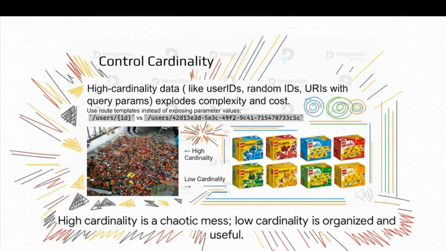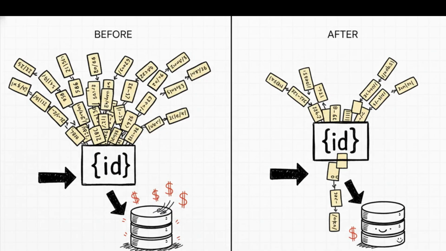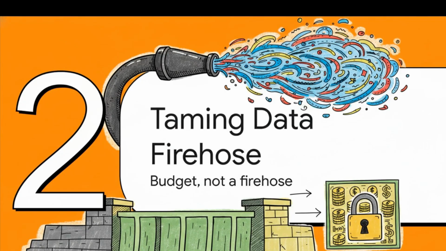By controlling our cardinality. The key here is to group your data logically. Instead of creating a unique metric for every single user ID that hits your system, you use a template like /user/ID. That one tiny change can dramatically reduce the number of unique time series you're creating, which directly cuts down your complexity and your cost. It's a huge win.